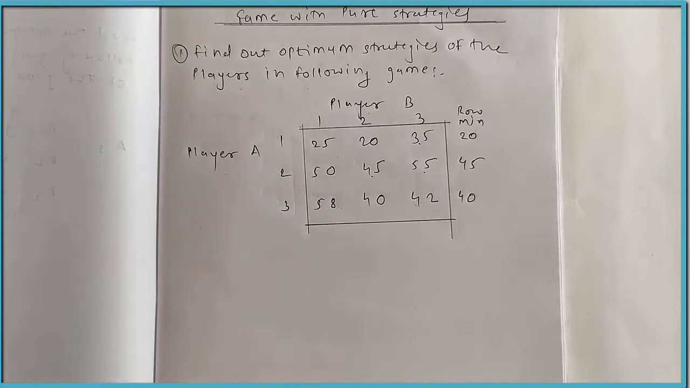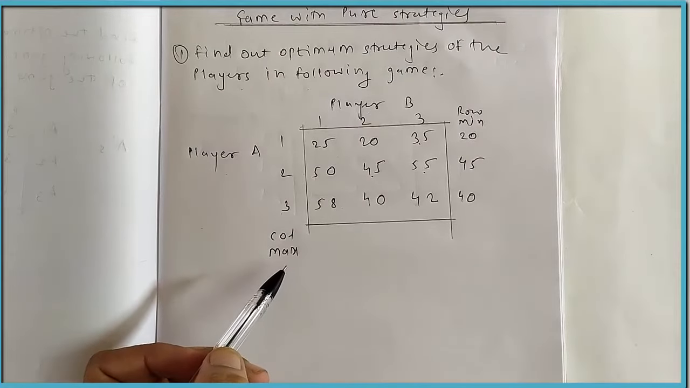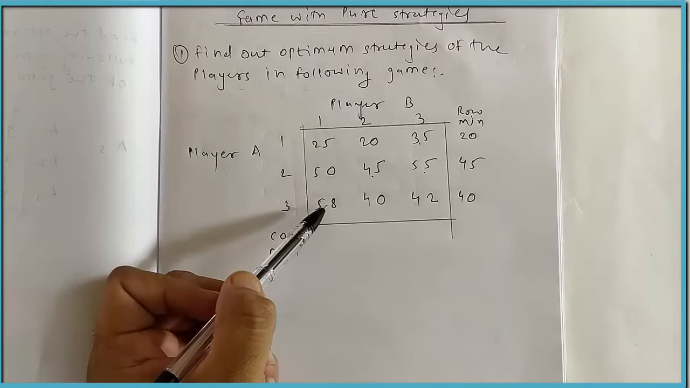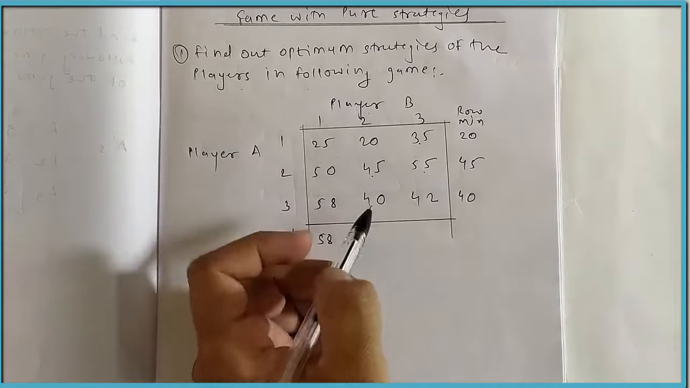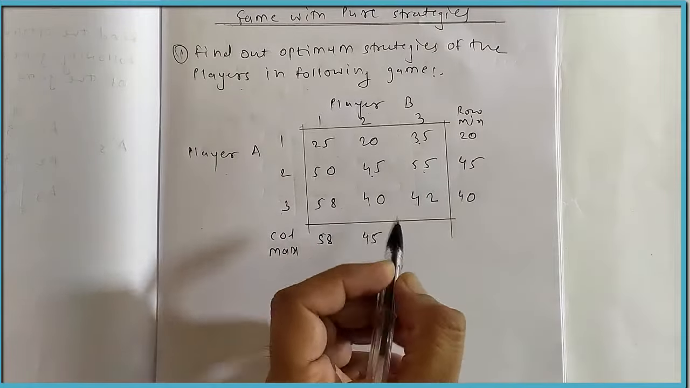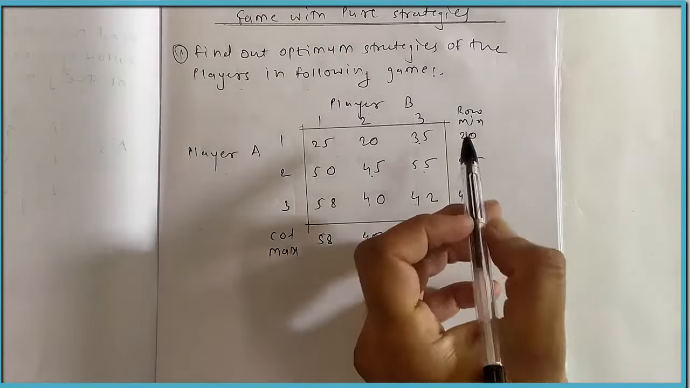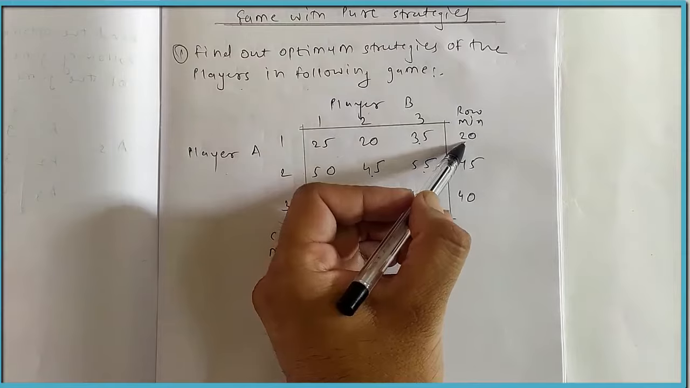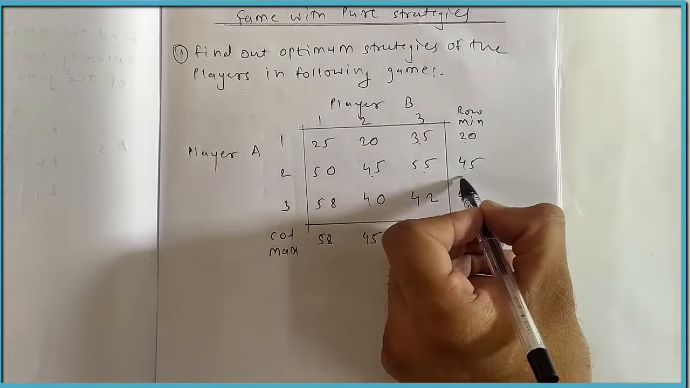After row minimum, find out the column maximum. In column maximum, find out the highest value in each column. Now look at the first column: 25, 50 and 58. The highest value is 58. In the second column, the highest value is 45 and in the third column, the highest value is 55. After this, in the row minimum, find out the maximum number. Now in the row minimum there are 20, 45 and 40. Out of these 3 numbers, the maximum number is 45.